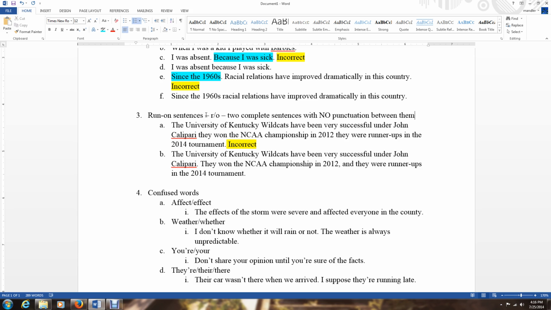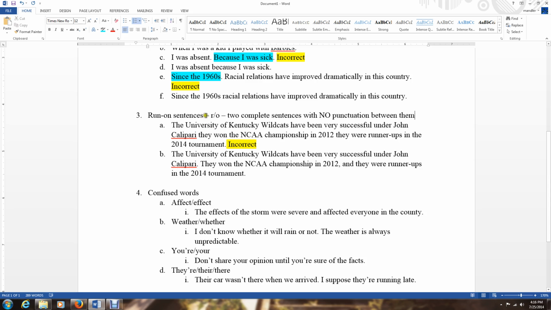Where with a comma splice, it only has a comma, with a run-on, there's nothing there. There's no conjunction, there's no comma, there's no period, there's no semicolon, there's nothing. But a lot of people have believed their whole lives that a run-on sentence is just a long sentence. You can write a really long sentence that is completely grammatically correct. So it all has to do with how you link those sentences together.